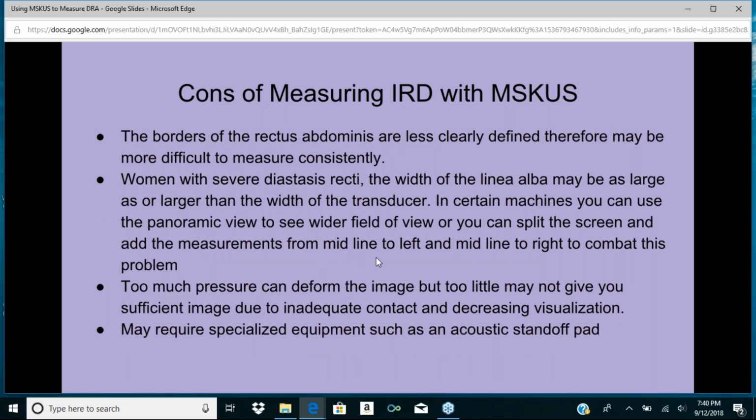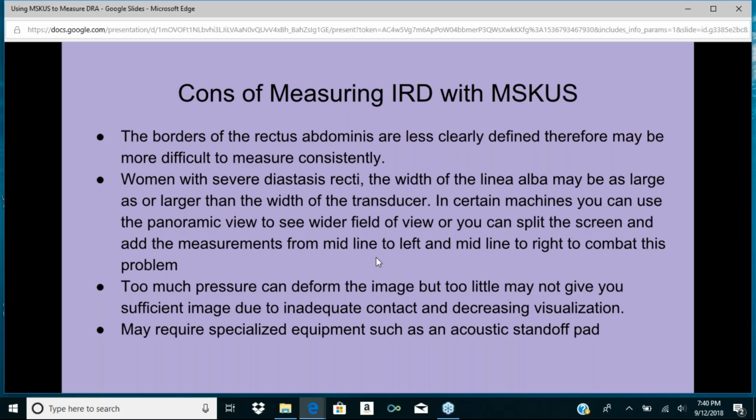But there are cons, obviously, with everything. The cons of measuring with the MSKUS would be, one, that the borders of the recti abdominis are less clearly defined, therefore it may be more difficult to measure consistently. In women with severe diastasis recti, the width of that linea alba may be as large or larger than the width of the transducer. So in certain machines, you may have to use a panoramic view to see a wider field of view.